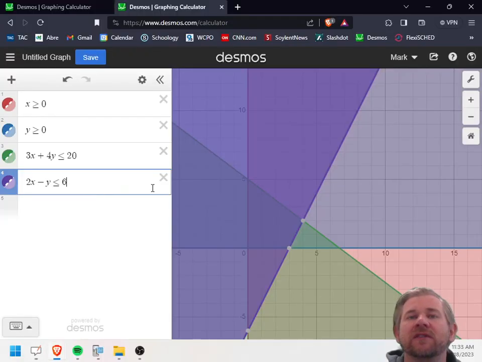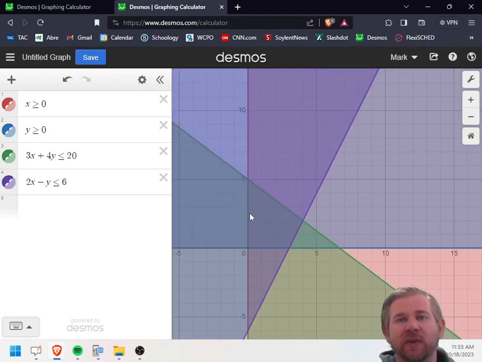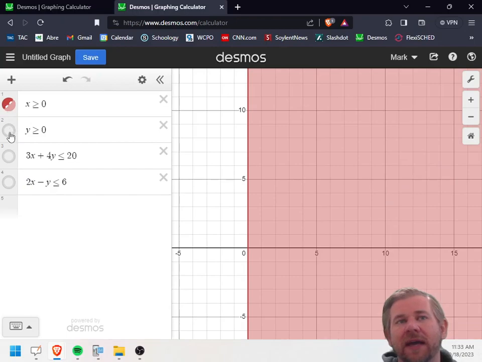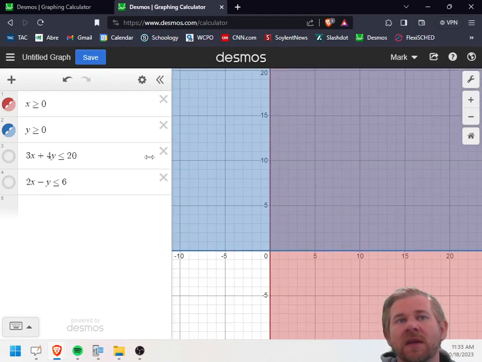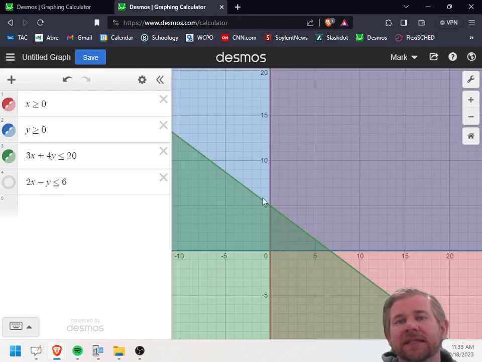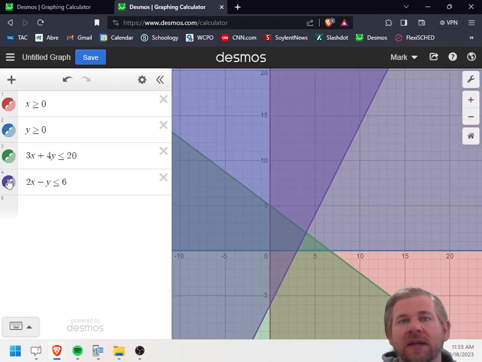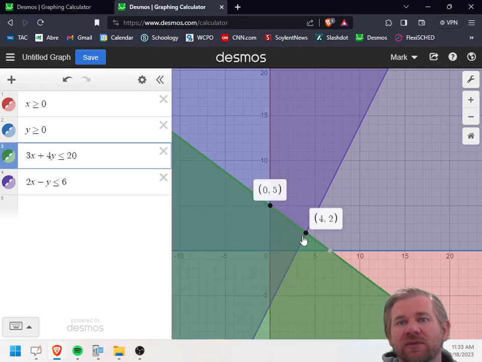So what we are looking for is the overlap between these, and what I'm trying to find specifically are the vertices. You have to play around with it sometimes to figure out where this is. I'll get rid of these two and say, okay, x is greater than 0, so we're going to the right, and y is greater than 0, we're going up. So we're only in the first quadrant here. And then 3x plus 4y is less than or equal to 20. Notice that's being shaded down towards the origin. And this one is also being shaded towards the origin. So the overlap is right here.